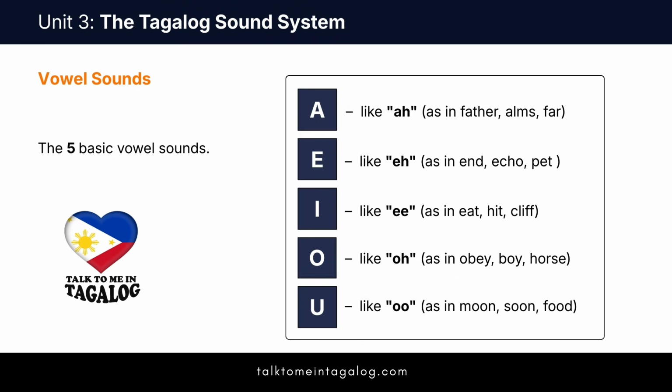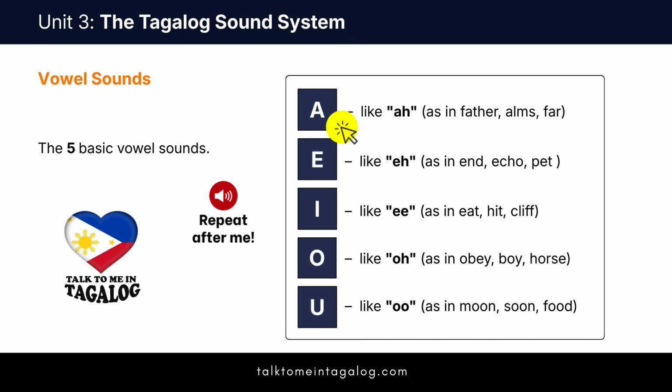Now that you've seen the Tagalog alphabet, let's move on to something even more important: how Tagalog actually sounds. In Unit 3, the Tagalog sound system, we'll start with the 5 basic vowel sounds. These vowels are short, clear, and consistent, and they form the foundation of all Tagalog pronunciation. Listen carefully to each vowel sound, then repeat after me.